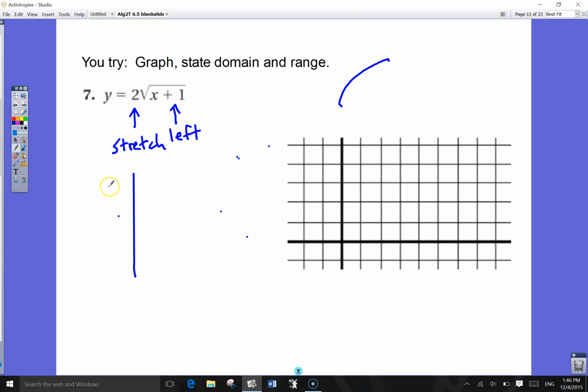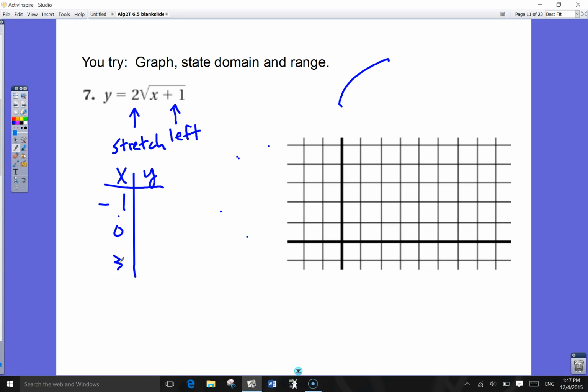So table of values, what is h? H is negative 1. Again, that's the 0 of the radicand. And I'm going to put in a 0 and add 4, 3. Okay, let's try those three numbers.